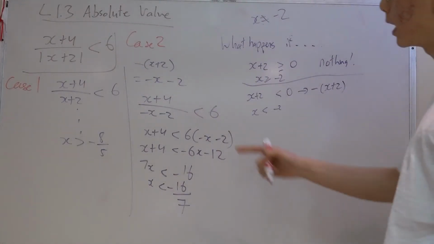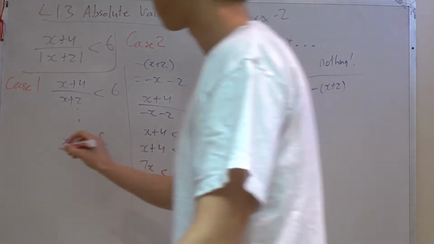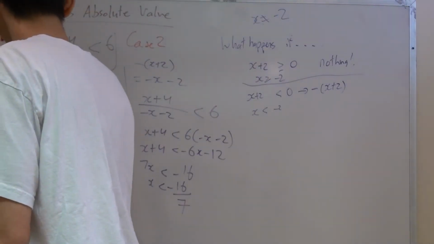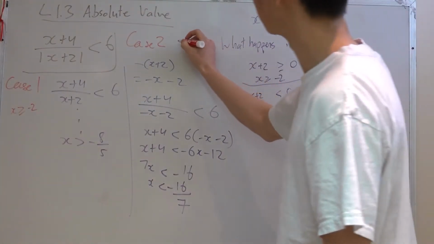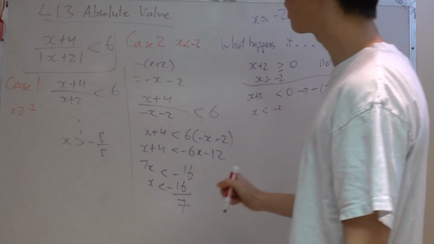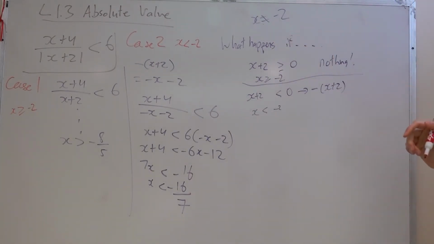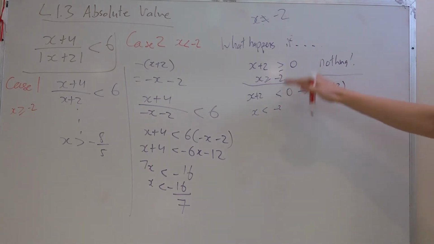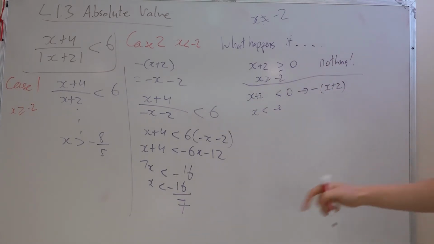In case 1, we assumed that x was greater than negative 2. And in case 2, we assumed that x was less than negative 2. We have to be very careful here. If we don't put all this information down, we're bound to make a mistake eventually. There are lots of examples you could come up with where, if you don't consider these two things, you're going to get into trouble. So what is going on here?